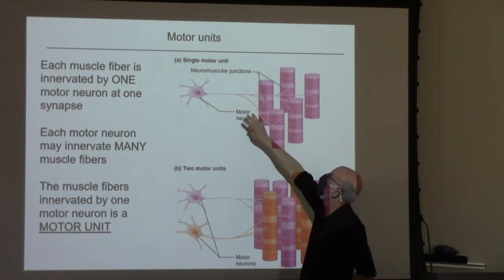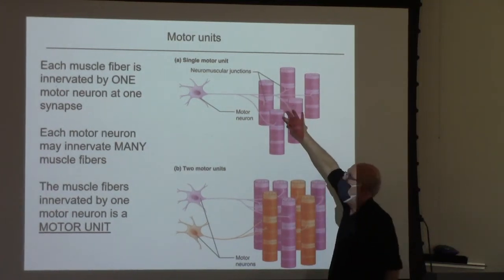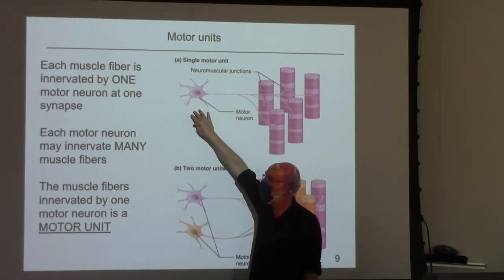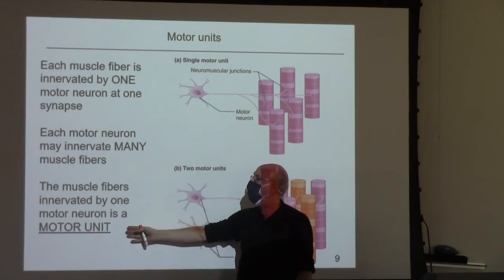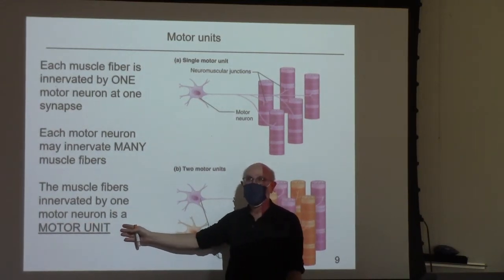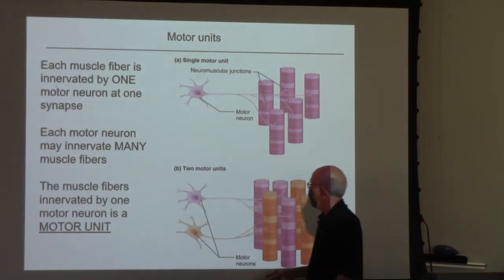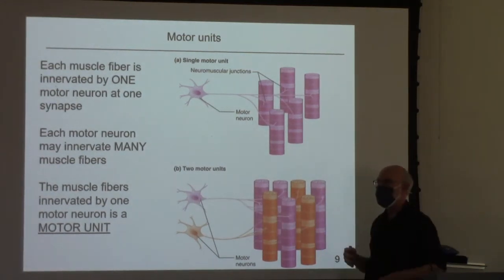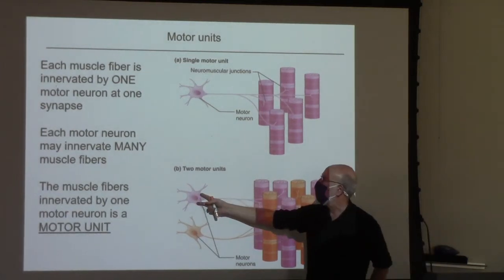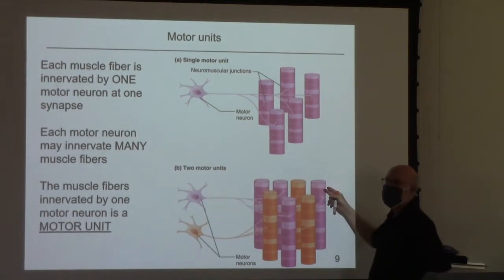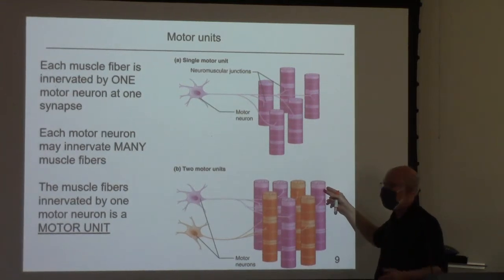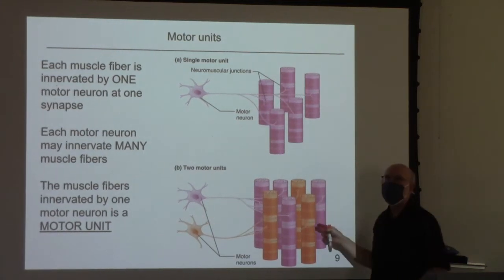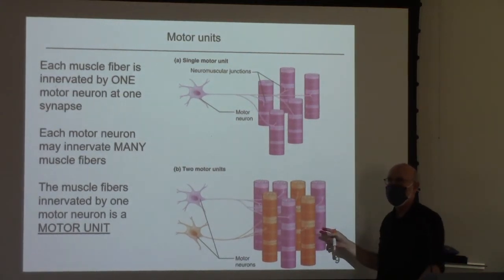The set of muscle fibers that is innervated by a single motor neuron has a name. It's called the motor unit. The muscle fibers innervated by one motor neuron is the motor unit. So here's a cartoon of two motor units. The purple is colored to help you see. The purple motor neuron is innervating a set of muscle fibers in a muscle. Another motor neuron is innervating another set of muscle fibers in a muscle.